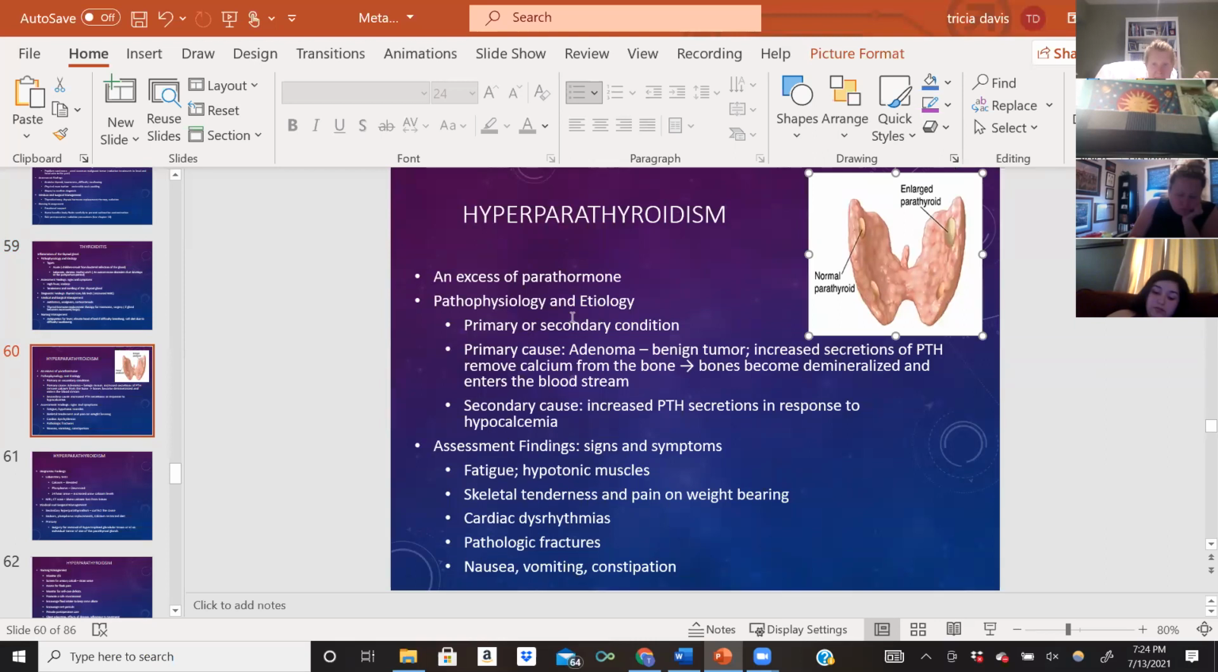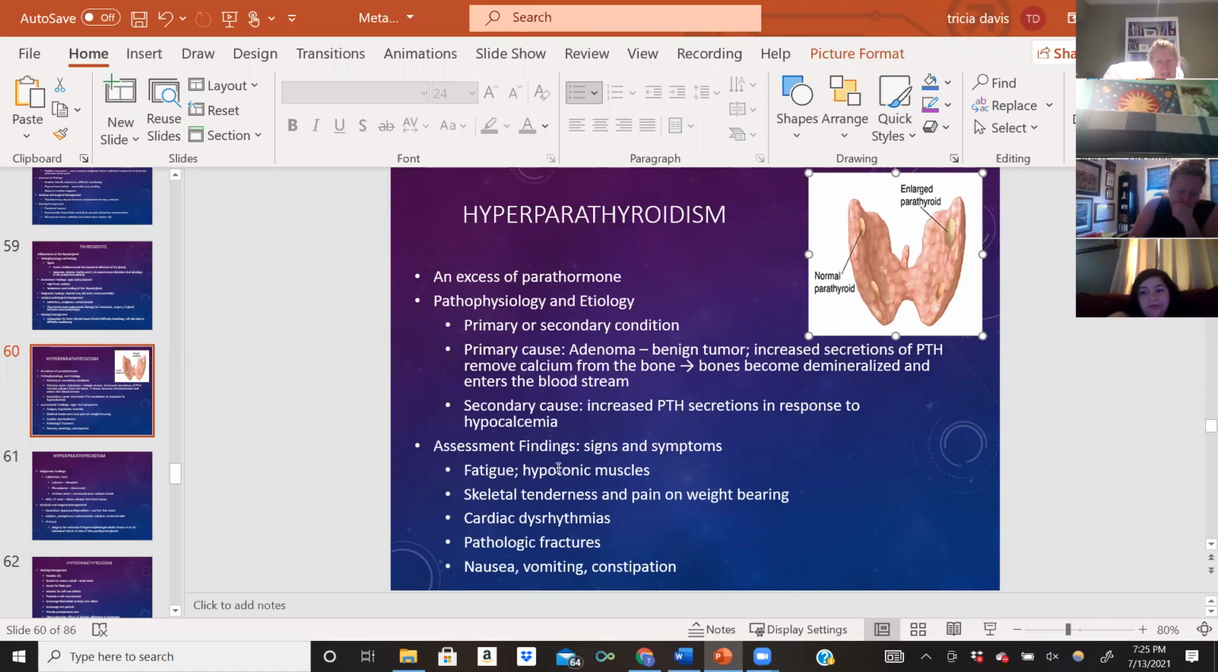Hyperparathyroidism is going to be a primary condition or a secondary condition. So the cause of a primary condition would be an adenoma, which is a benign tumor. You can also see it because of increased secretions of PTH. What's going to happen is it's going to remove calcium from our bones. Our bones are going to become demineralized, and then it's going to enter the bloodstream. A secondary cause would be if we have an increase in our parathyroid hormone secretions in response to hypocalcemia. So we don't have enough calcium in the blood, and it's going to keep secreting and keep secreting and keep secreting.